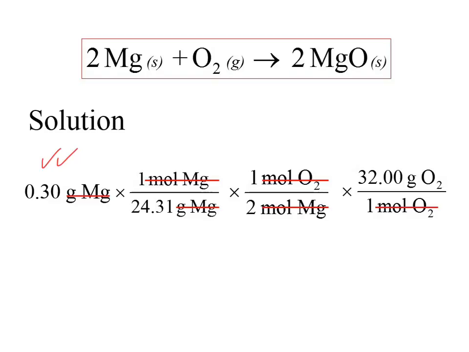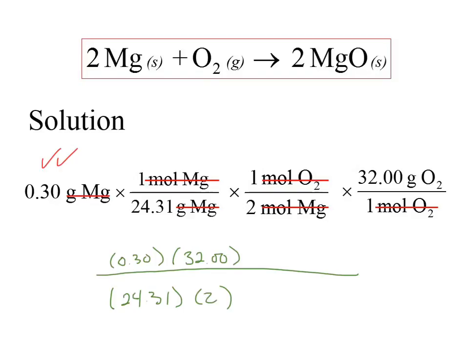So a lot of you are probably like me in this sort of problem. I think of one big divisor, and I basically run along the top and put my numbers, and then I run along the bottom and put my numbers. And then in my calculator, I'll begin brackets. I'll put 0.3 times 32, end brackets, hit my divide key, begin brackets again, put 24.31 times 2, end brackets. And that gives me the right answer.